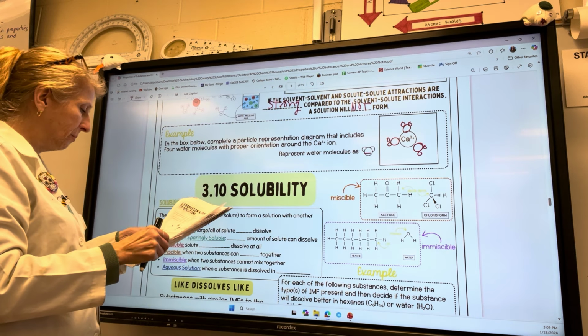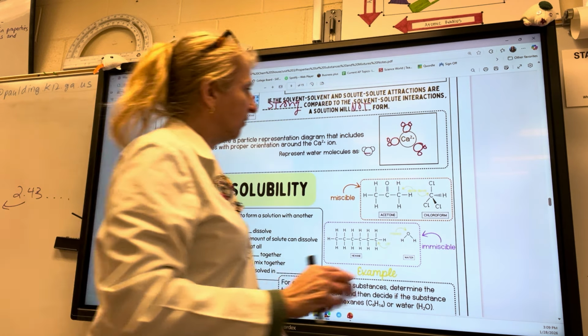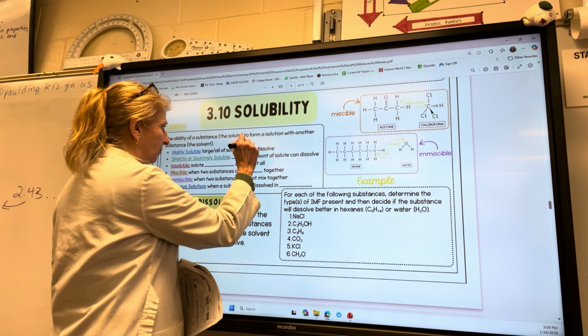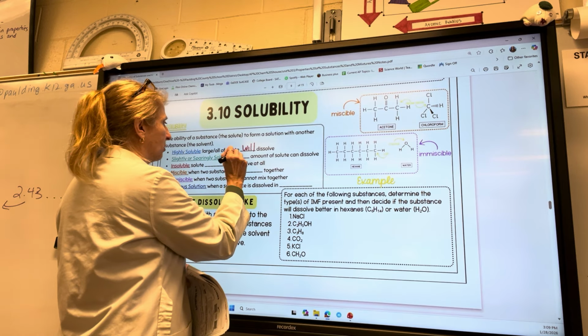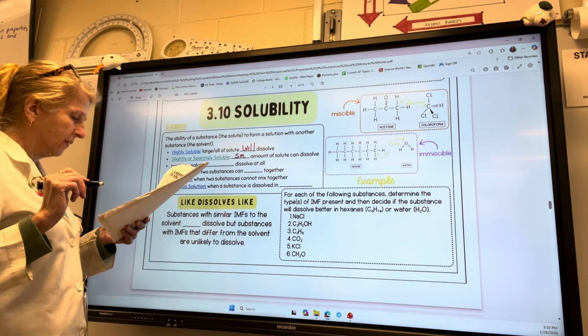Okay, solubility. So this also is something from honors. So much of this is honors. Here's the vocabulary you learned about. Highly soluble, it will dissolve. Slightly or sparingly soluble, only a small amount will dissolve. If it's insoluble, it can't dissolve. You remember these vocabulary words from honors?